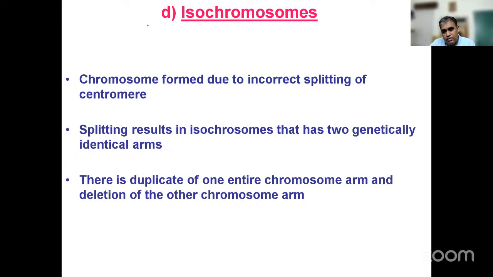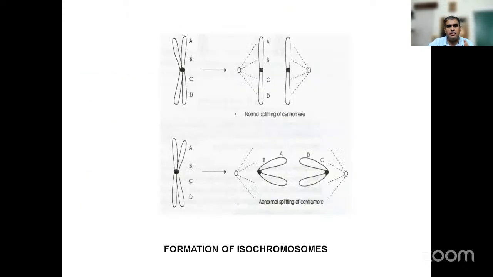After deletion, inversion, ring, we have isochromosome. What we are dealing with, guys, is disturbance in chromosome structure. In number, we have already seen trisomies and aneuploidies. That was number. This is structure. An isochromosome is a chromosome formed due to incorrect splitting of the centromere. The splitting results in an isochromosome that has two genetically identical arms. There is a duplicate of one entire chromosome arm and deletion of the other chromosome arm.